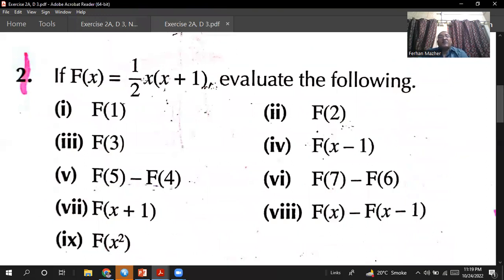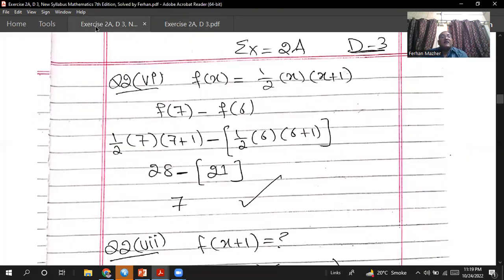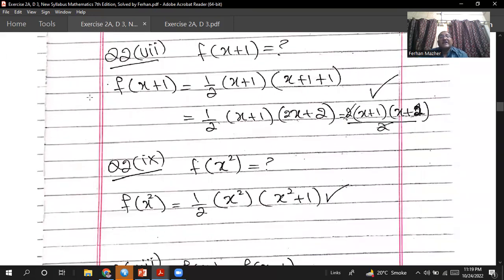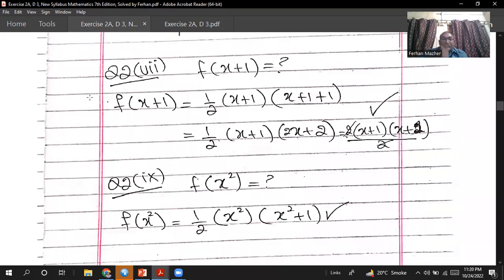Then we have f of x plus 1, and f of x plus 1 will be wherever there is the x in that formula, substituted with the x plus 1. So f of x plus 1 will be equal to 1 by 2 bracket x plus 1 bracket close bracket start x plus 1 plus 1. So that will be 1 by 2 bracket x plus 1 bracket close bracket x plus 2. By mistake, I wrote a 2 here. This 2 is not here. It's simply x plus 2. So okay.